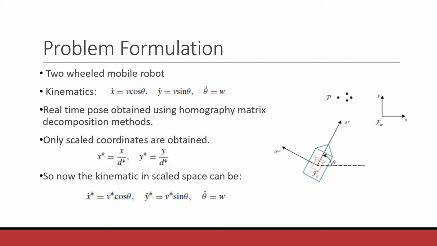We have a two-wheel robot whose kinematics can be given as follows. The pose is obtained by computer vision methods such as the homography matrix decomposition method that is applied on the current and the goal images. Hence, the pose of the current robot frame with respect to the desired one can be estimated. Now, due to an unknown depth, we can only obtain the scaled coordinates. And here we see in the equation there's a term called d star. This is an unknown constant, the distance from the origin of the goal/desired frame to the plane where the feature points are located. Using this, we can find the kinematics in the scaled space, and that's given as below.